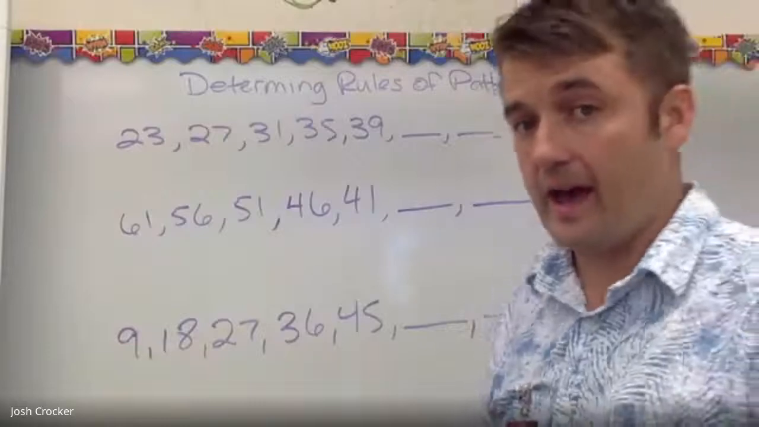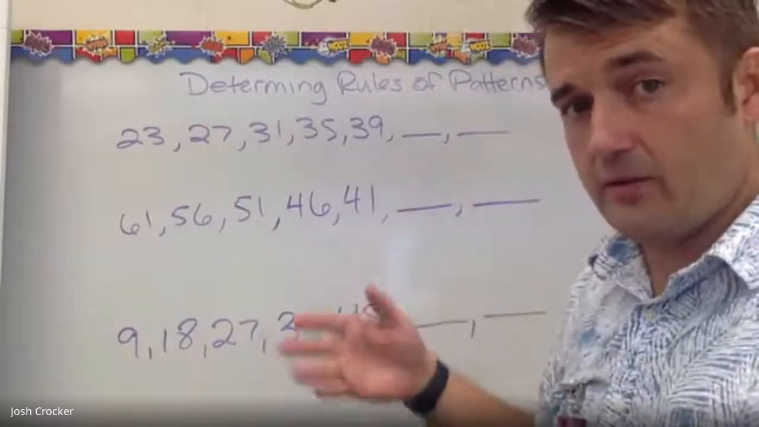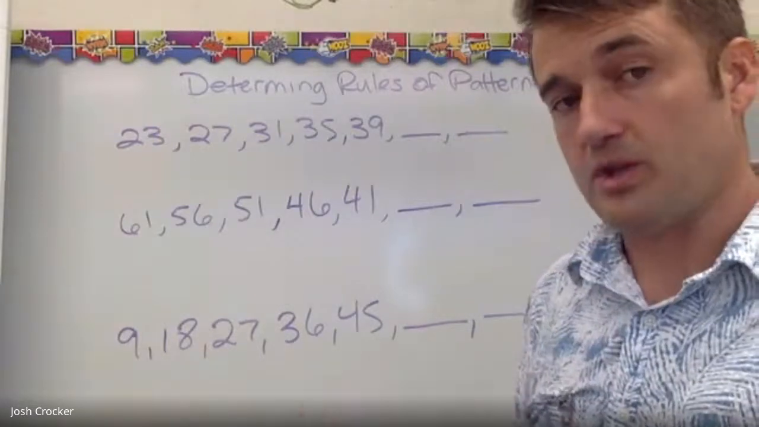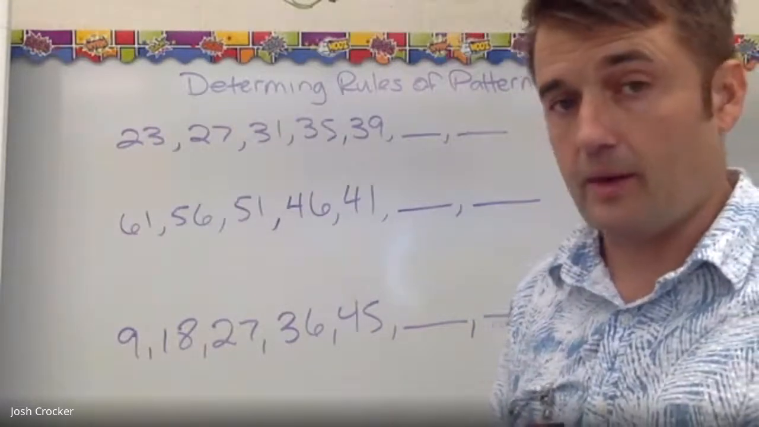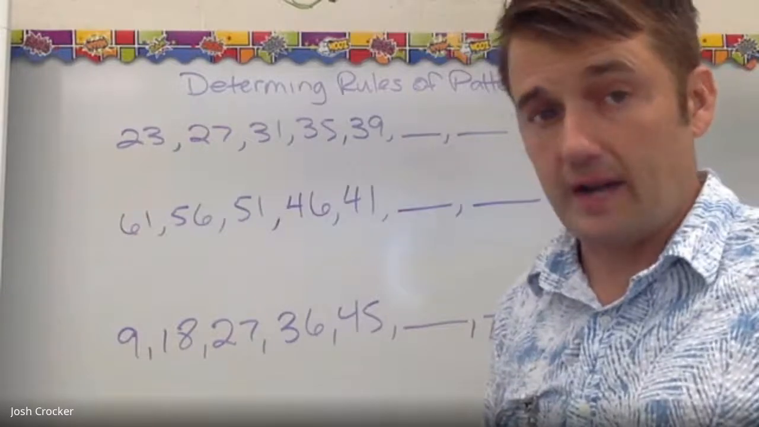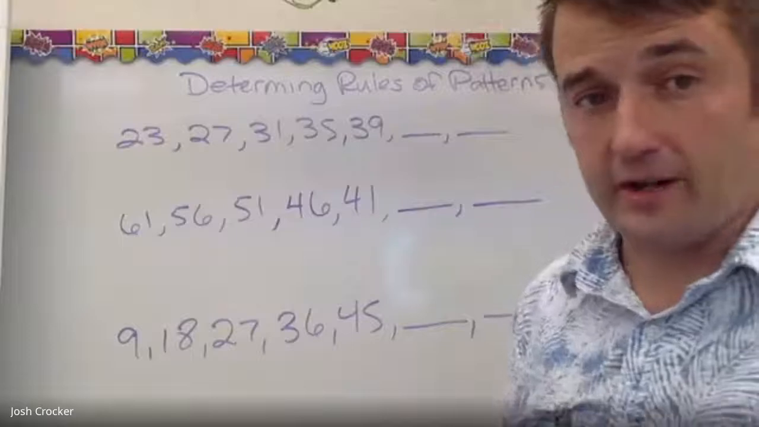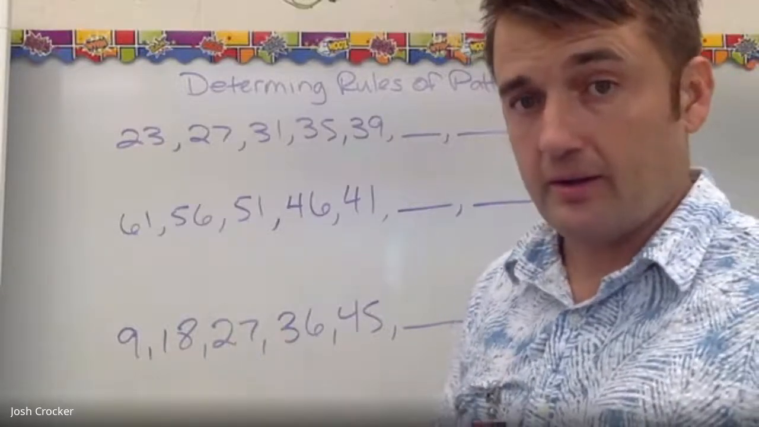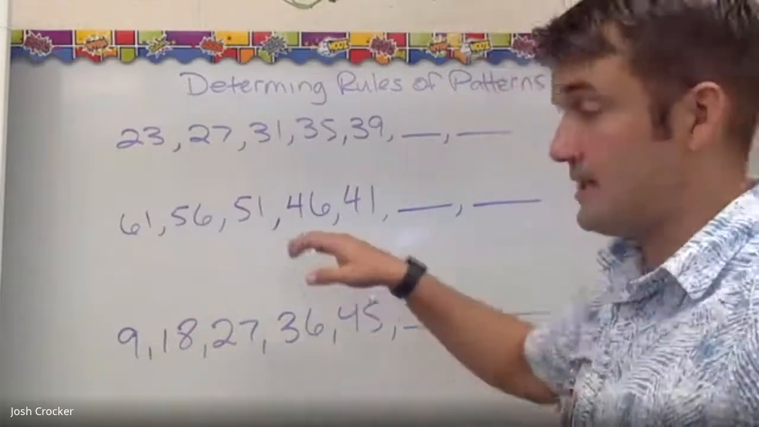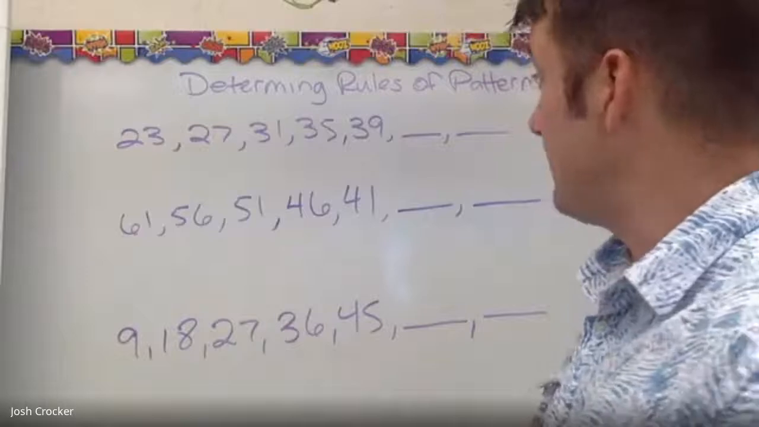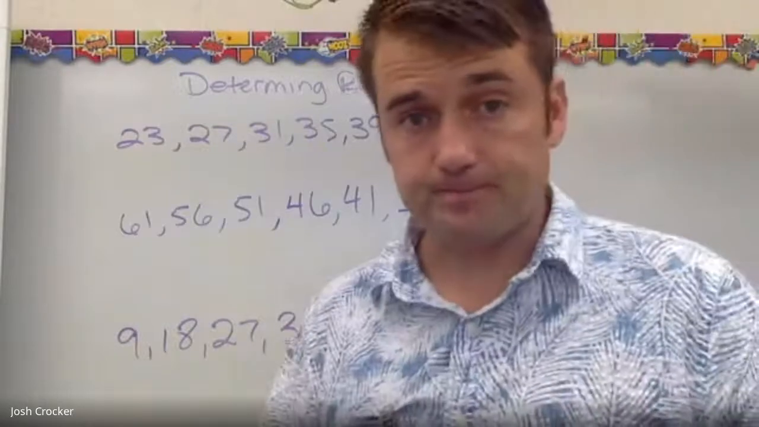Today, we have those numbers laid out for us already, but we don't know what rule was used to make them. So I'm going to show you how you can figure that out. And then once you have figured it out, you can use it to continue the pattern. Okay. So if we look at this first example here, we've got 23, 27, 31, 35, 39.